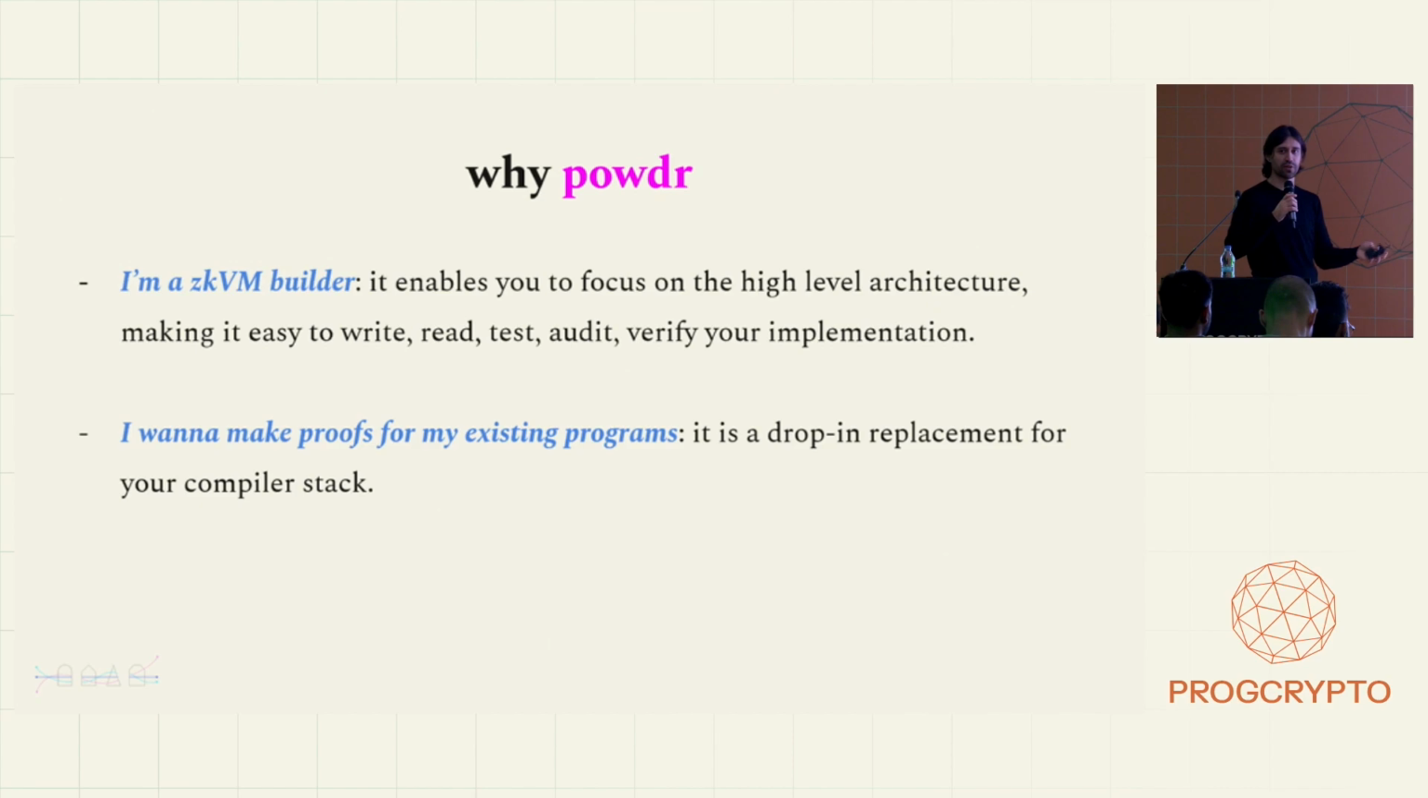So if you use Cargo LLVM to compile your Rust programs, you give it the Rust program, it gives you a binary, x86, for example, as an artifact. If you use Powdr, it basically gives you a ZK proof as the artifact.